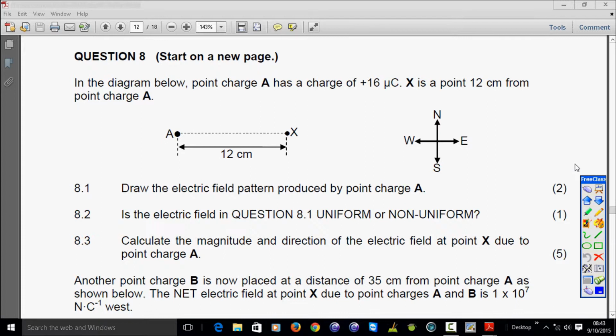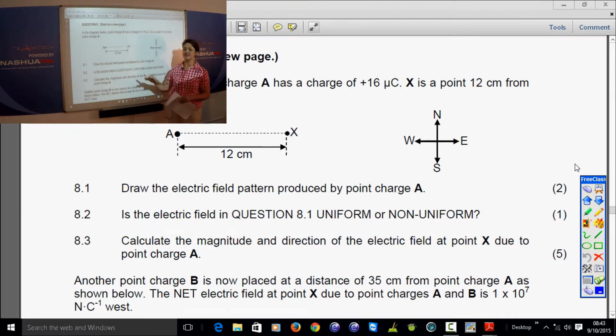Is the electric field in question 8.1 uniform or non-uniform? Uniform will mean that the strength is the same everywhere. Or non-uniform, the strength differs. We know that the closer we get to a point charge, the stronger the field is, and the further away the weaker. So it will be non-uniform.